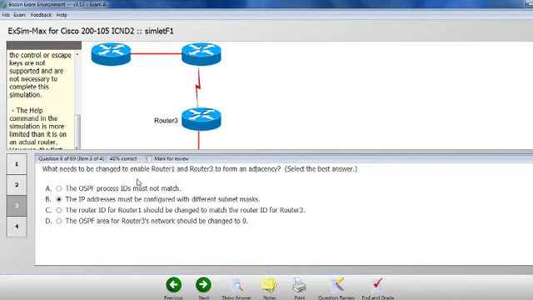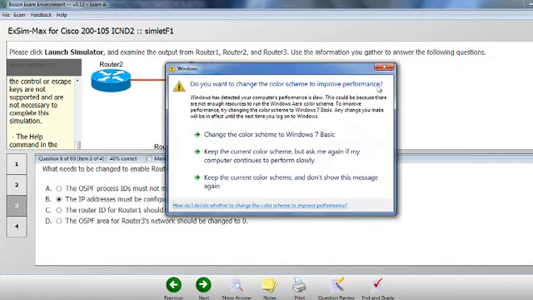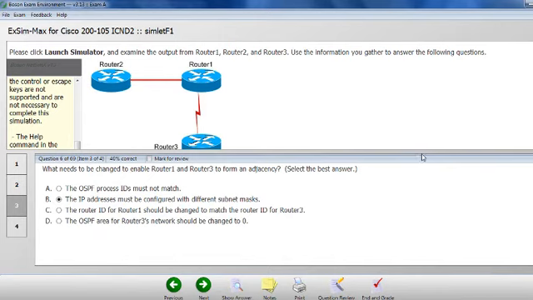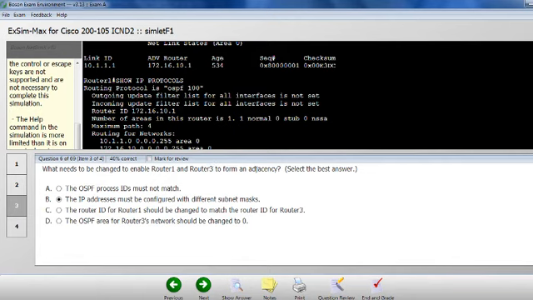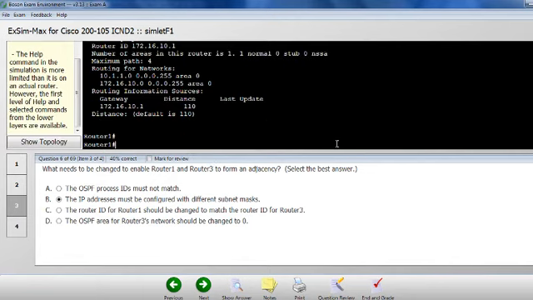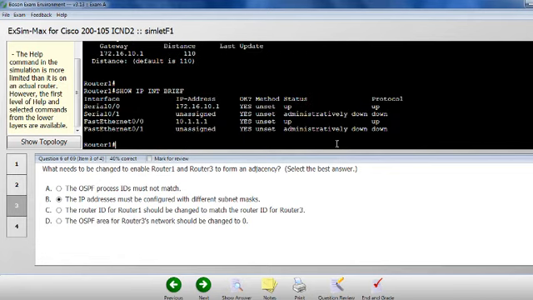And this question is what needs to be changed to enable router 1 and router 3 to form an adjacency? The OSPF router IDs must not match. With EIGRP, they have to match. With OSPF, they do not have to match, but it is preferred. So I don't believe it's that. IP addresses must be configured with different subnet masks. I do not believe they have to be configured with different subnet masks. Let me see another option for forming an adjacency. Show ip interface brief, perhaps, to see the subnet masks.